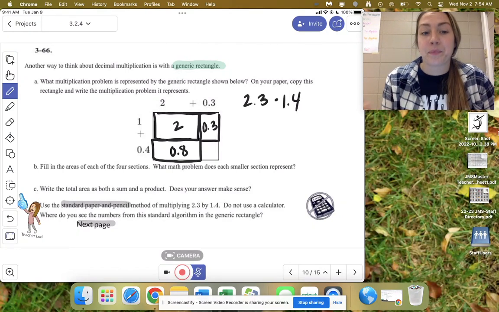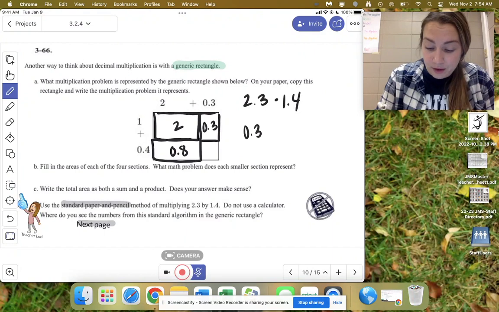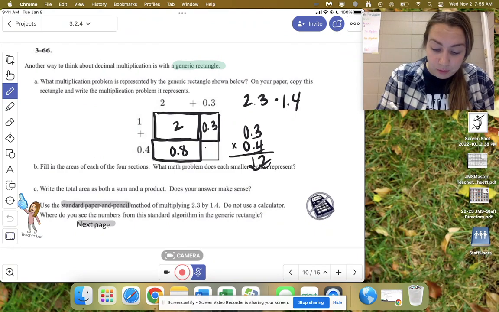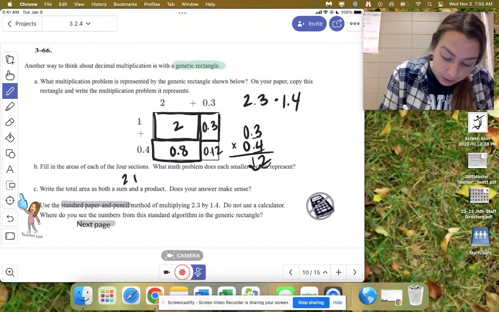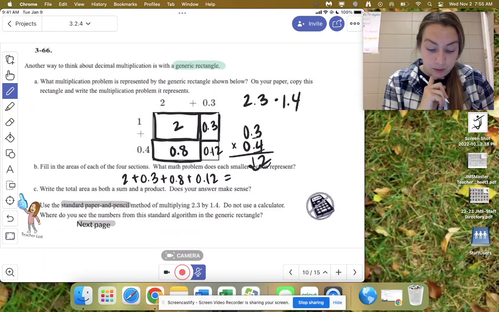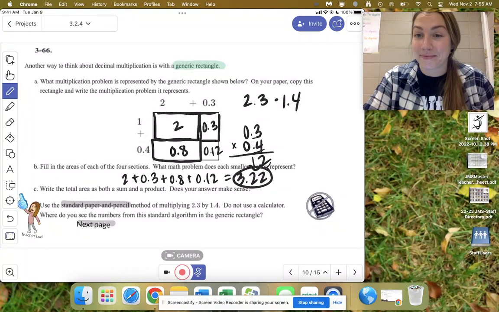And then this last one, we've talked about this before. 0.4 times 0.3. To do that quick math in your head, you do 3 times 4, which is 12, and then we have 2 decimals, so move it back 2, and we got 0.12. Then we got to add them all up. So we have to do 2 plus 0.3 plus 0.8 plus 0.12, and let's see, that's 1.1, 3.1, 3.22. Okay.